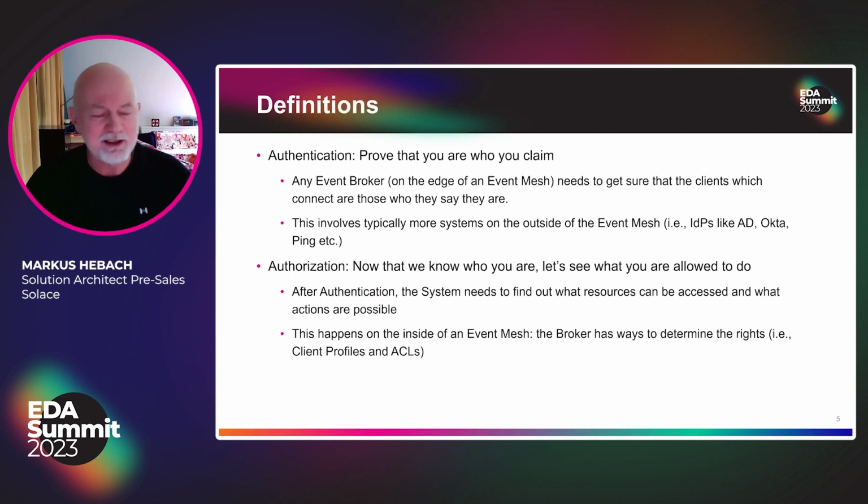Some of you might know this already, but to be sure: authentication is basically proof that you are who you claim to be. So that's connecting and saying, this is Markus, and I want to access a certain queue and publish messages. That would be a typical authentication: I am Markus, and somebody needs to check if I'm really who I am saying. That typically involves systems outside of the event mesh.